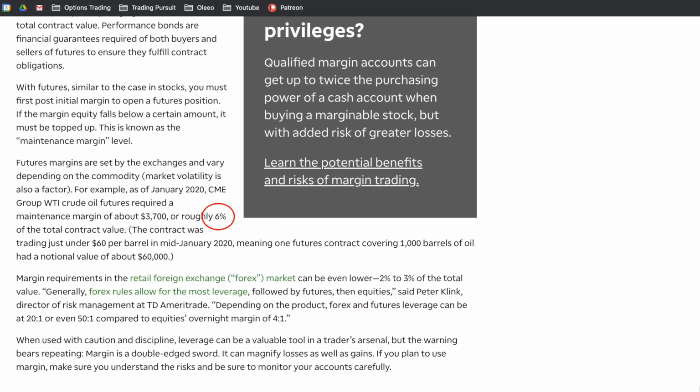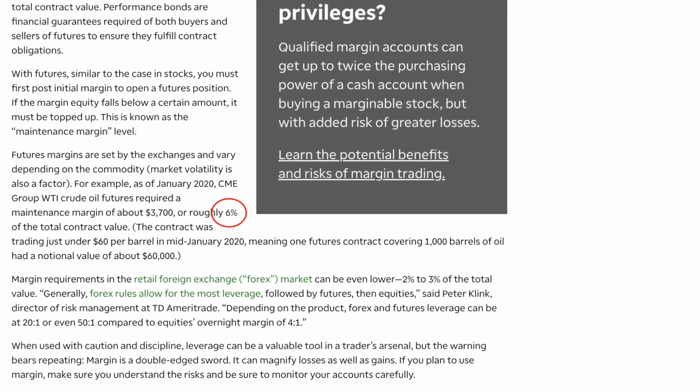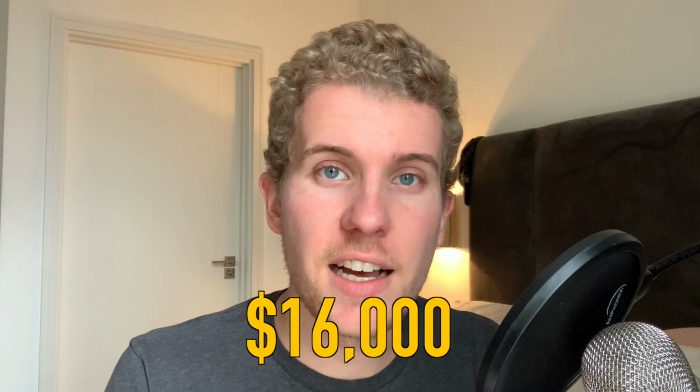Depending on the product that you trade, as I said, the margin requirements are going to differ. If you look at, for example, the TD Ameritrade website, and you look at the margin requirements for crude oil futures, you see that it's only 6%, meaning that if you put $1,000, then you get about $16,000 of buying power available to you. That's huge. And it goes even further than this.